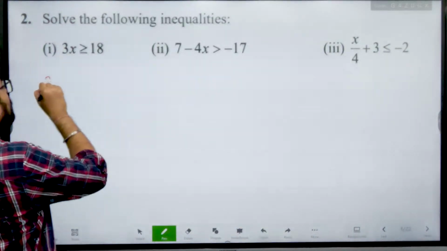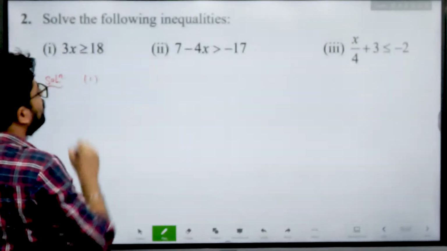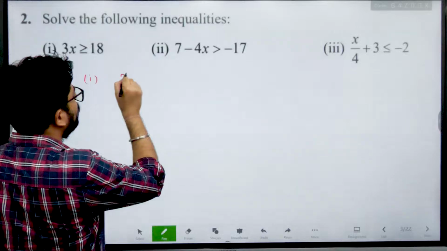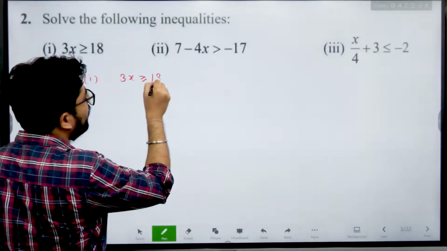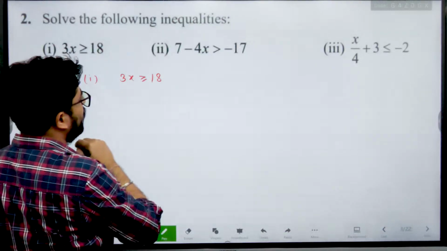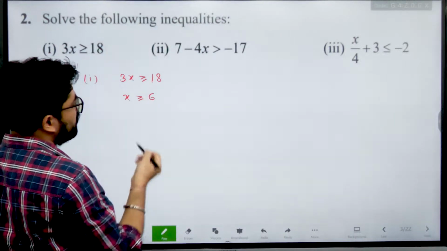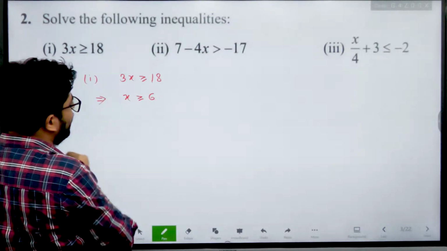Next is, that's your first part, 3x greater than equal to 18. And here you have to find the values of x. So now divide with what? Divide with 3 on both sides. So you will get x greater than equal to 6.